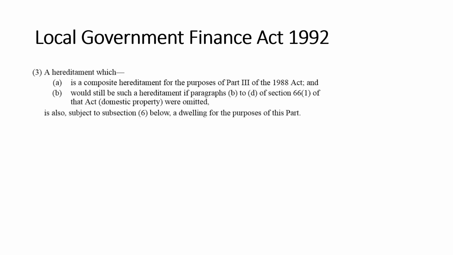Now, the Local Government Finance Act, again, 1992. Now it defines what it is. A hereditament which is a composite hereditament for the purpose of Part 3 of the 1988 Act, and would still be such a hereditament if paragraphs B to D in section 66(1) of that Act, domestic property, were omitted. And then it's also subject to subsection 6 below, dwelling for the purpose of this part. So they are differentiating again between commercial property and non-commercial property, which is domestic versus non-domestic.